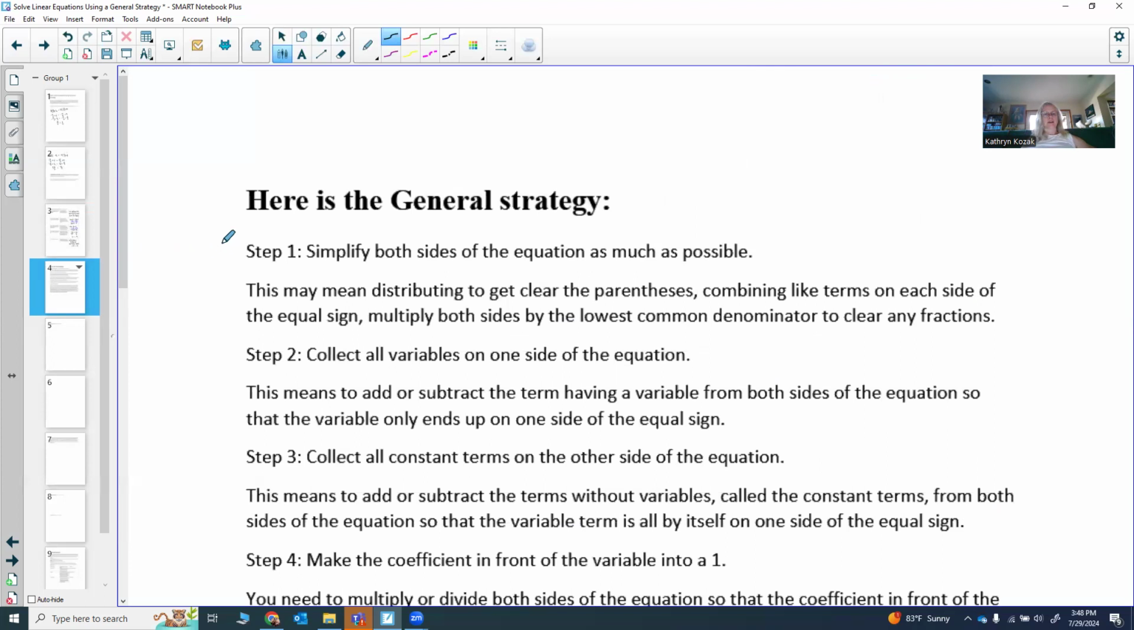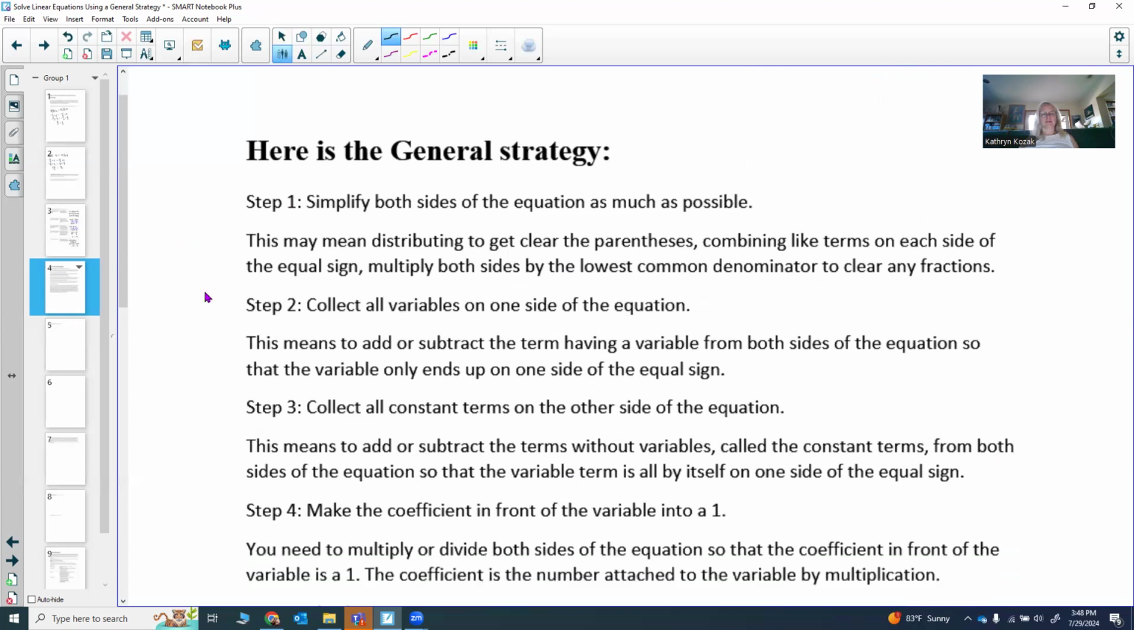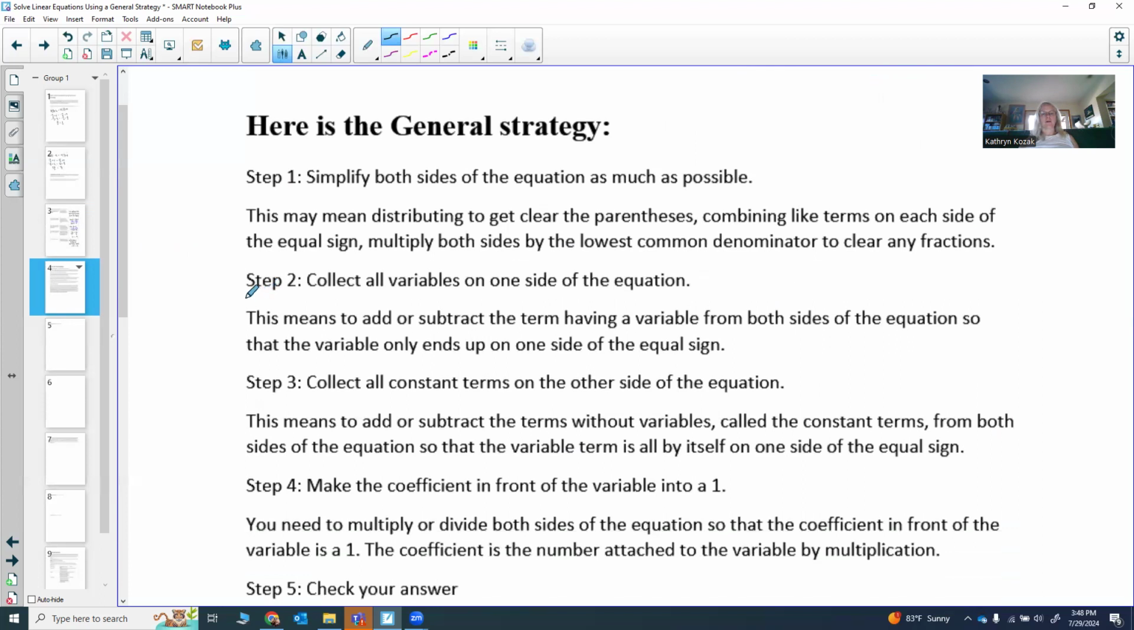Here is the general strategy. Step 1 is to simplify both sides of the equation as much as possible. This may mean distributing to clear the parentheses, combining like terms on each side of the equal sign, multiplying both sides by the least common denominator to clear all fractions. Step 2 will be to collect all variables on one side of the equation. This means to add or subtract the term having a variable from both sides of the equation so that the variable only ends up on one side of the equal sign.